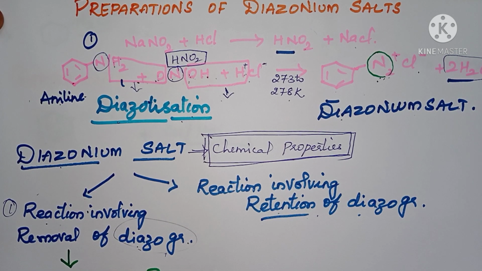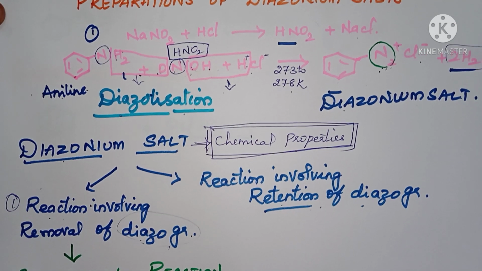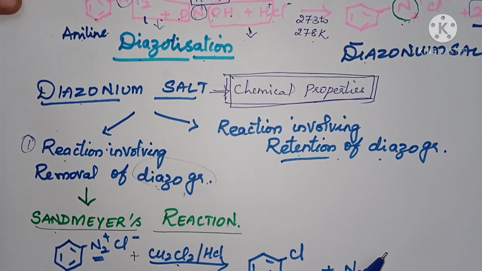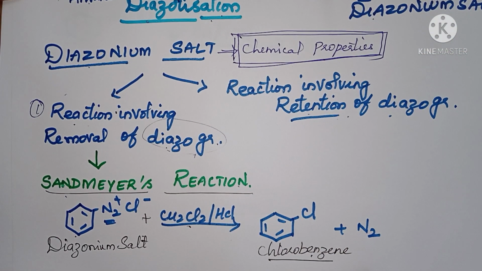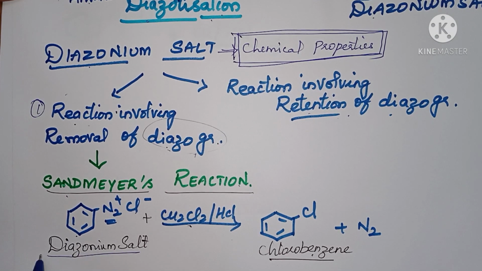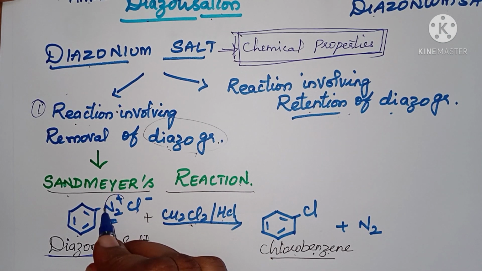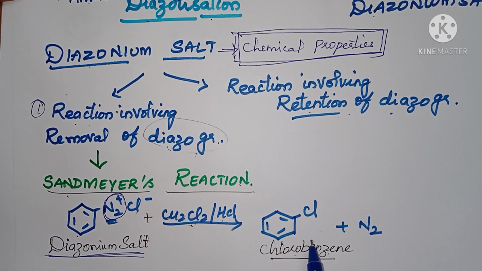So how can we remove the nitrogen group from here? In this, actually very easy, Sandmeyer reaction, which is a very important question in the board exam. Okay, Sandmeyer reaction, what is the main reactant? It is diazonium salt only we are going to take. So diazonium salt mixed with cuprous chloride Cu2Cl2. Okay, in that with HCl you are getting chlorobenzene. See, you are removing this part, the diazo group, which is removed. So that is called Sandmeyer reaction.